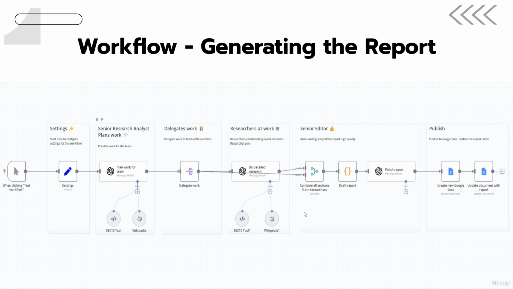Now, upon completing this work from this team of research agents, the senior editor gets involved. They combine all the sections from all the researchers into a draft report, and then the senior editor polishes the report. Lastly, there is a publish step, where a Google Doc is created, and then the information from the senior editor is uploaded to the report.